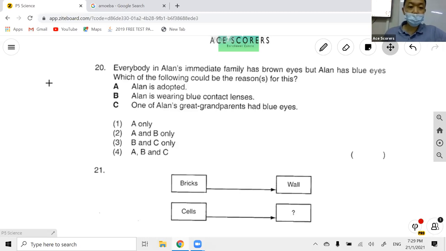Next. Okay, so what's the answer for this? Three. B and C. It's correct. C is definitely correct. A could be correct. B could be correct as well. I'm going to go for four.